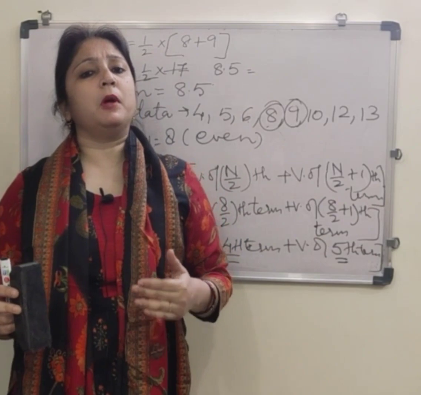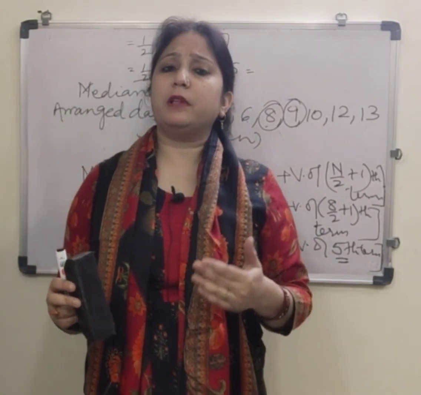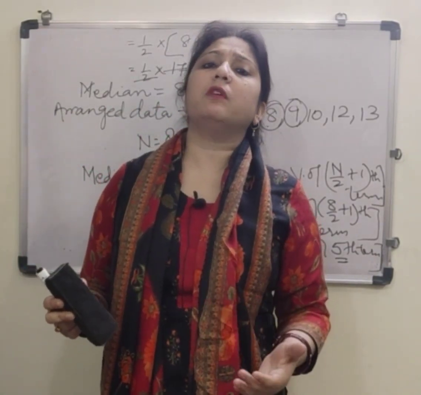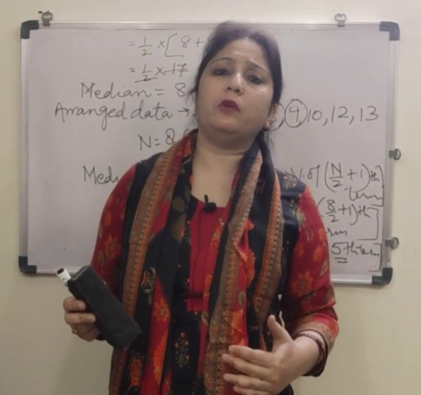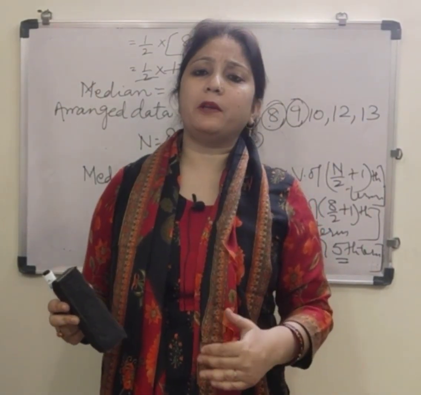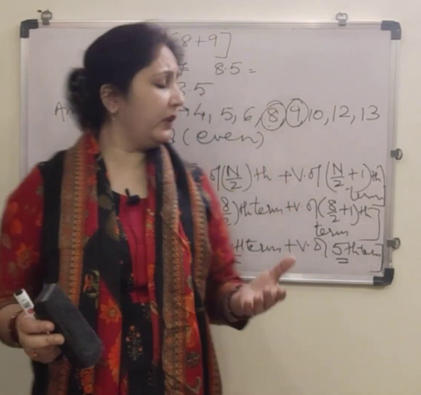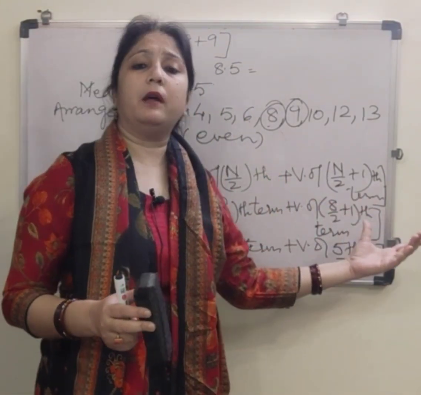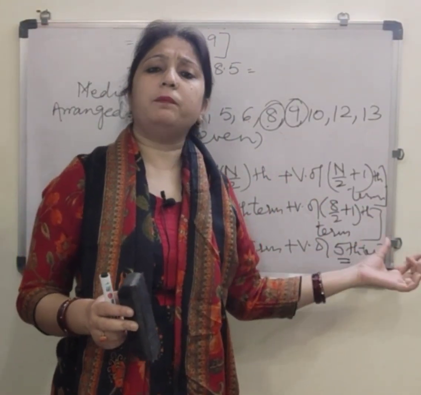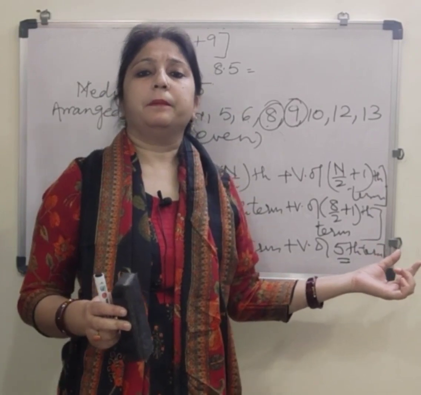Depending upon the number of observations, if it is odd, then you will use the formula median is equal to the value of (n plus 1) by 2th term. And if it is even, then this is the formula. So I hope this concept is clear.